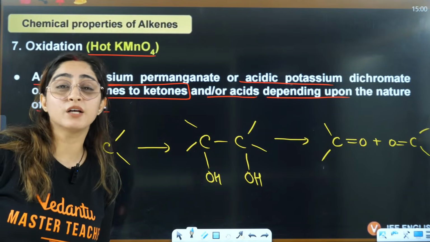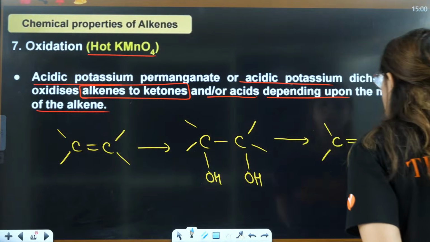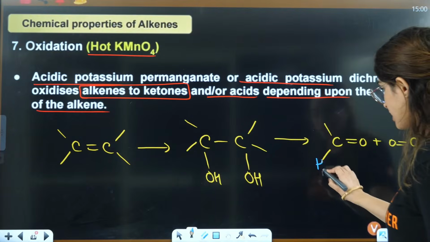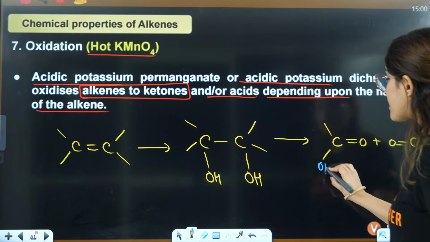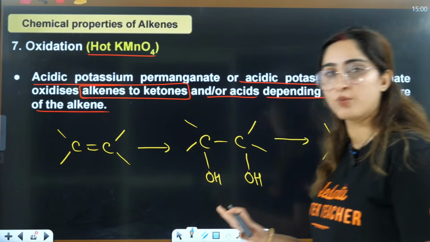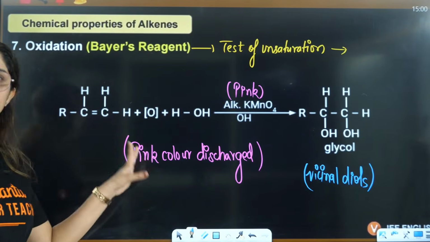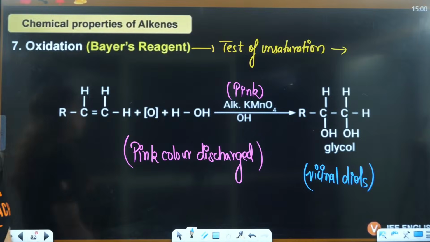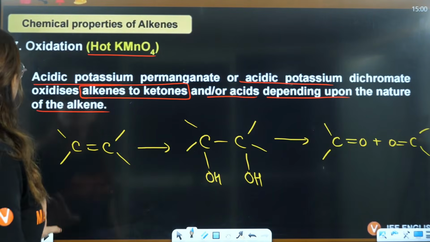If it is further more oxidizing in nature, let's say you have H here, then this H that is attached to the carbonyl carbon will be converted to OH. That means it can be further converted to acids also. So if you have alkaline conditions, only then you will have vicinal diols. Otherwise the reaction will further take place, right?